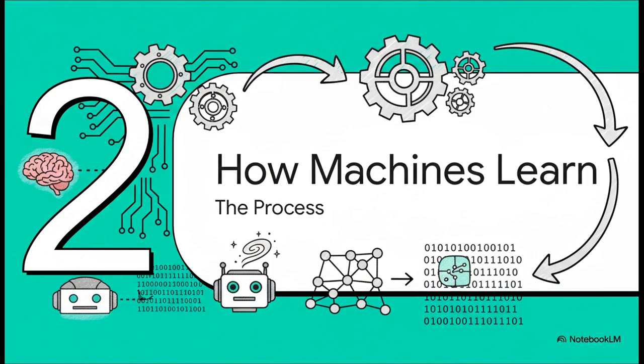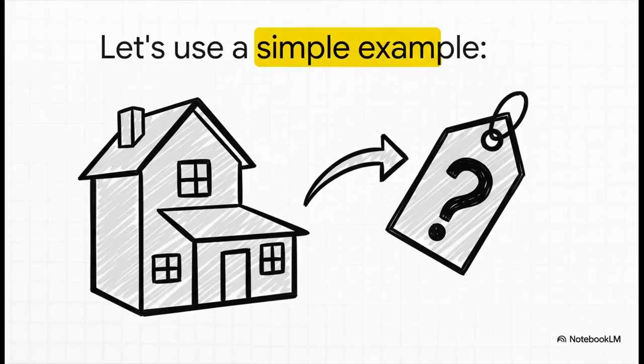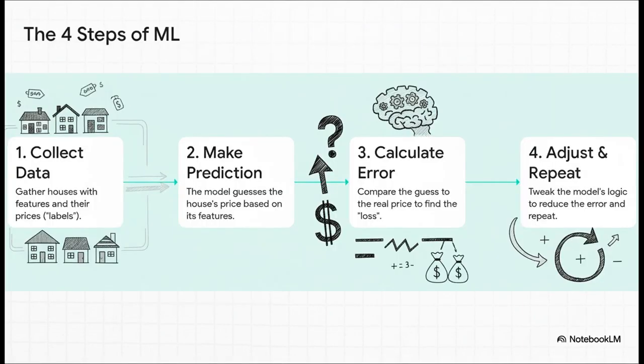So the huge question is, how in the world does a machine learn? I mean, it sounds kind of like magic, but it's really not. It's actually a pretty logical process, and we're going to break it down right now. To make this feel real, let's use a super common example: teaching a machine how to guess the price of a house. It all really comes down to this four-step loop.